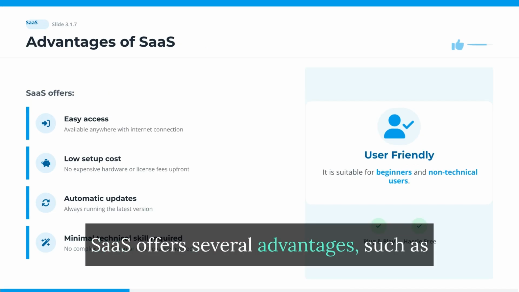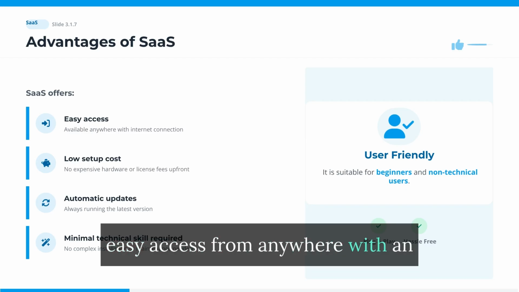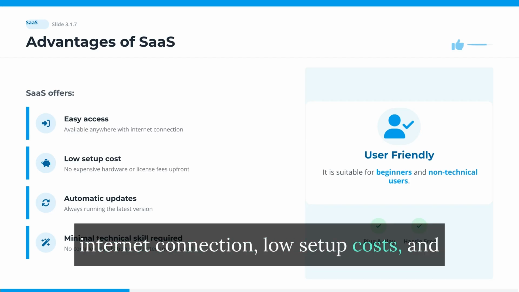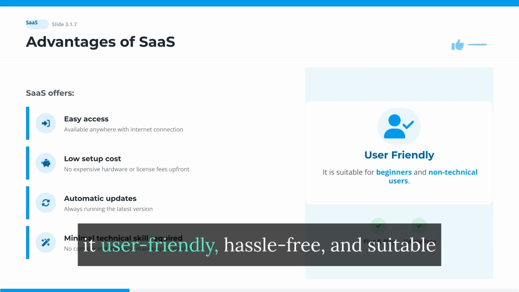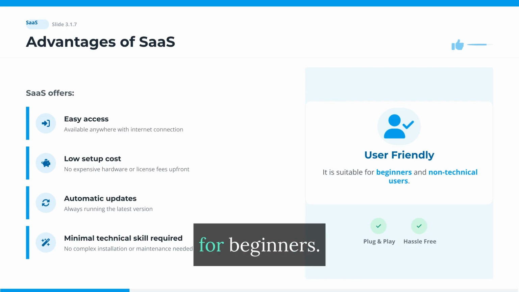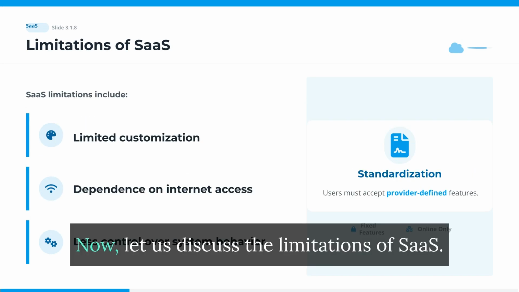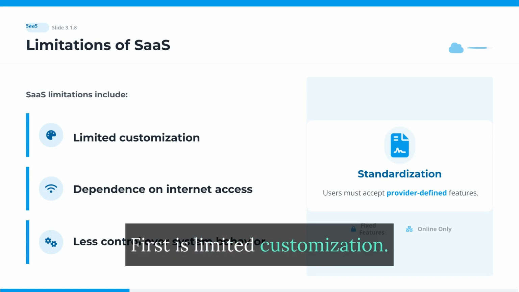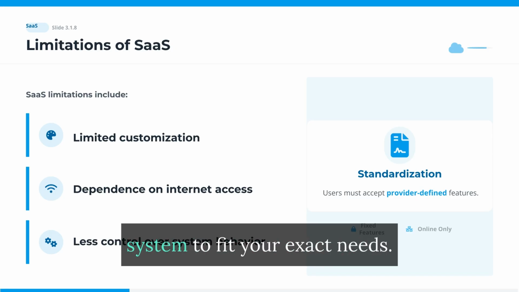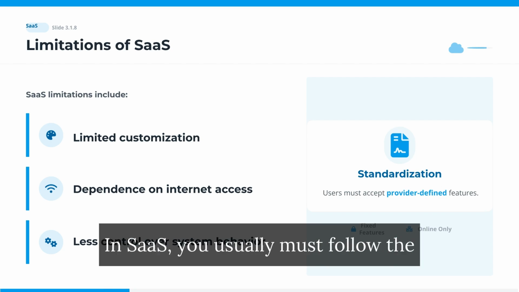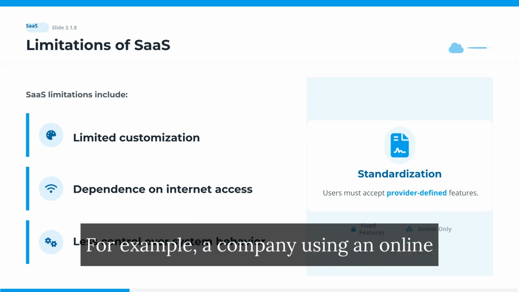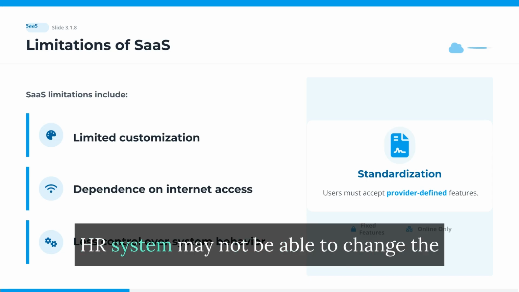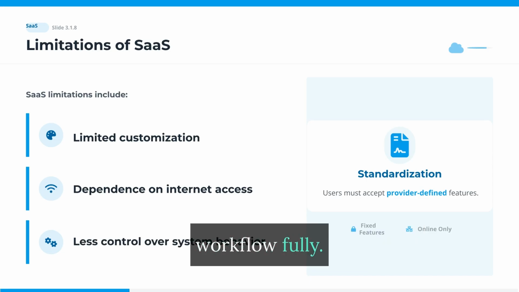SaaS offers several advantages, such as easy access from anywhere with an internet connection, low setup costs, and automatic updates. Minimal technical skill is required, making it user-friendly, hassle-free, and suitable for beginners. Now let us discuss the limitations of SaaS. First is limited customization. Customization means changing the system to fit your exact needs. In SaaS, you usually must follow the standard design. For example, a company using an online HR system may not be able to change the workflow fully.